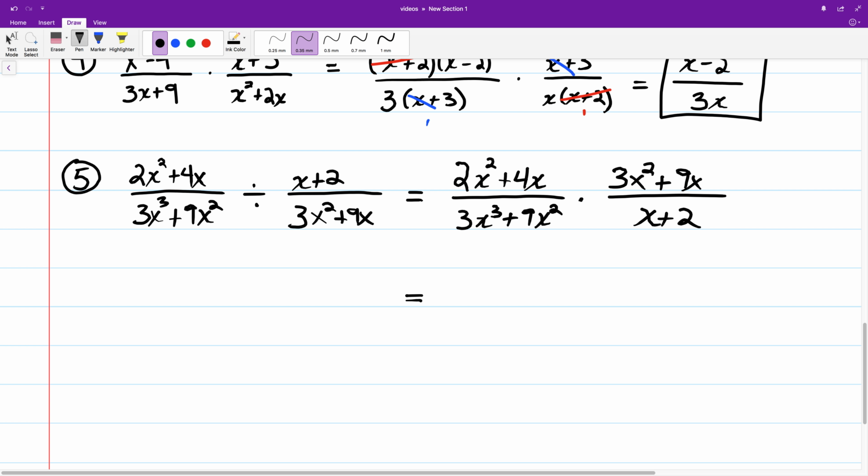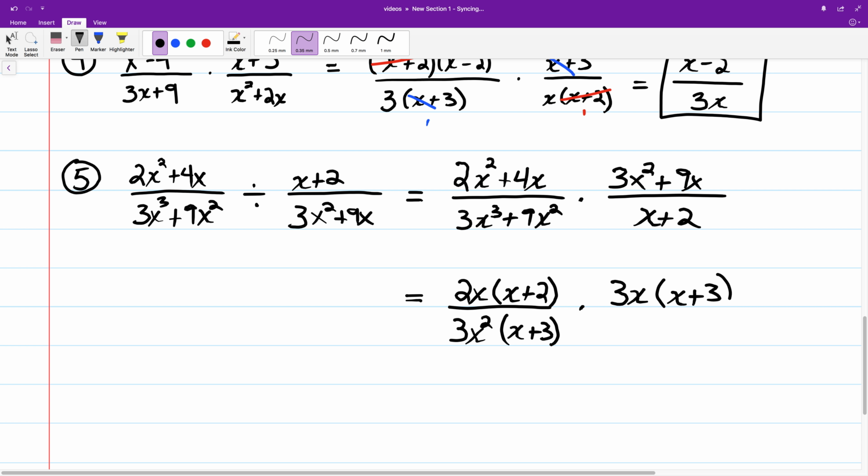Now, in factoring, for 2x squared plus 4x the greatest common factor is going to be 2x, and so we have 2x times the quantity of x plus 2. And for 3x cubed plus 9x squared, the greatest common factor is 3x squared, and so we have 3x squared times the quantity of x plus 3. For 3x squared plus 9x, the greatest common factor is 3x, times the quantity of x plus 3, all over x plus 2.